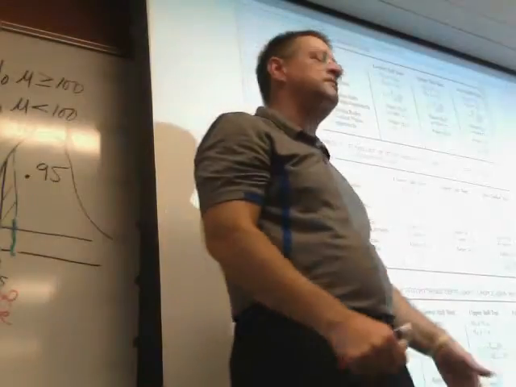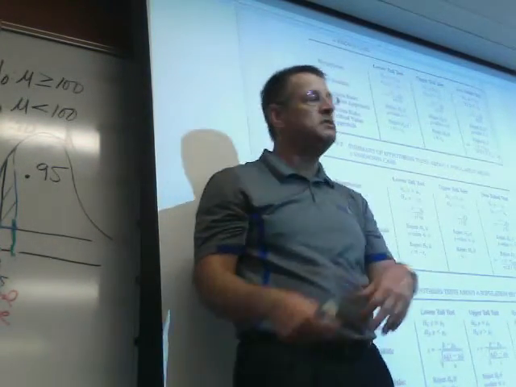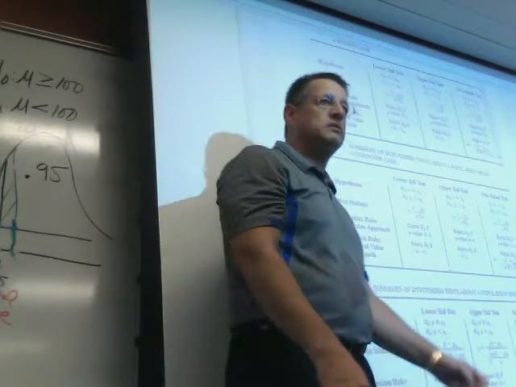Why do we do two ways? Quality control check. Sometimes the p-value is easier. Sometimes the critical value is easier. All those reasons.